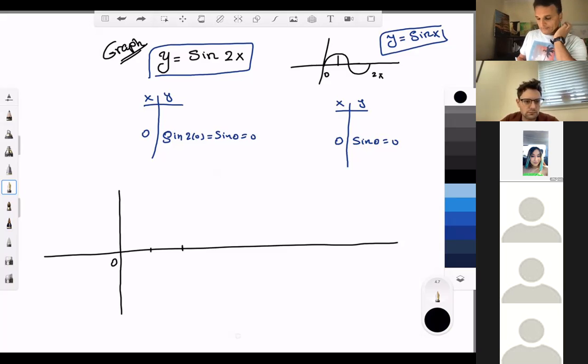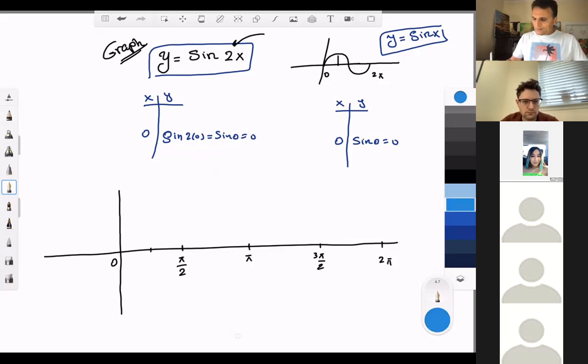This is pi. This is pi. That much is pi. This is 2 pi. This is 3 pi half. So I just want to show you guys how the graph changes when there is a number here.